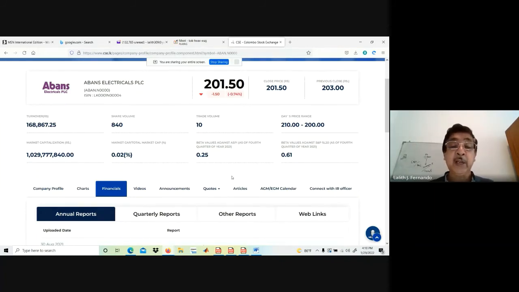If you look at the beta of this company, this is Abans Electricals Private Limited. By looking at the beta values, the beta value in respect to the ASPI, that is the All Share Price Index, and the beta value in respect to the S&P SL20, what type of comment can you make on this company's shares? These are the practical things which you need to understand, because we have gone through several calculations to calculate the beta. Beta is an indicator of systematic risk. When you get a beta value of this nature, what type of comment can you make?